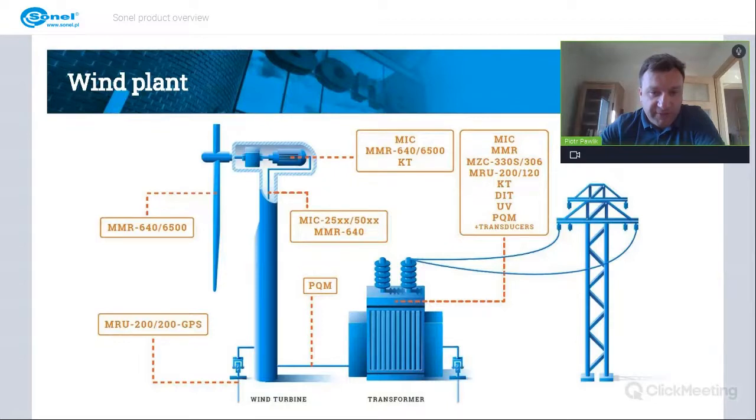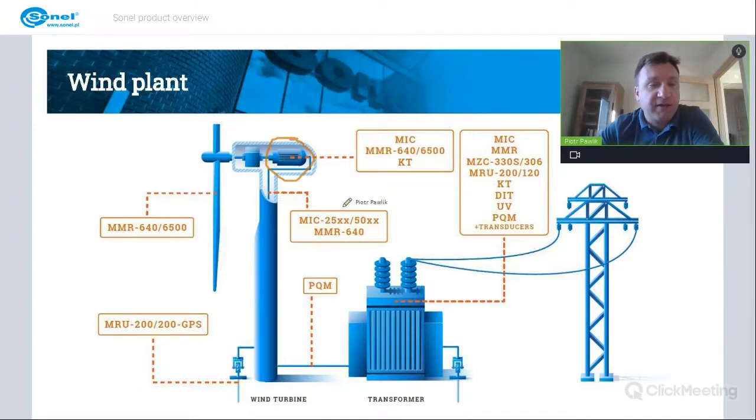So here we have an example of a wind plant. And of course, we have the wind turbine. It has a generator. Then there are some cables leading to a transformer, which will lead the energy into the network. And of course, all of the components of the system have to be grounded. So what we can check here, we can check the generator over here.